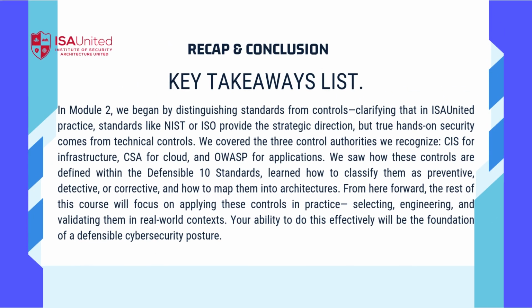Recap and conclusion. Key takeaways list. In Module 2, we began by distinguishing standards from controls, clarifying that in ISAUnited practice, standards like NIST or ISO provide the strategic direction, but true hands-on security comes from technical controls. We covered the 3 control authorities we recognize: CIS for infrastructure, CSA for cloud, and OWASP for applications. We saw how these controls are defined within the Defensible 10 standards, learned how to classify them as preventive, detective, or corrective, and how to map them into architectures.